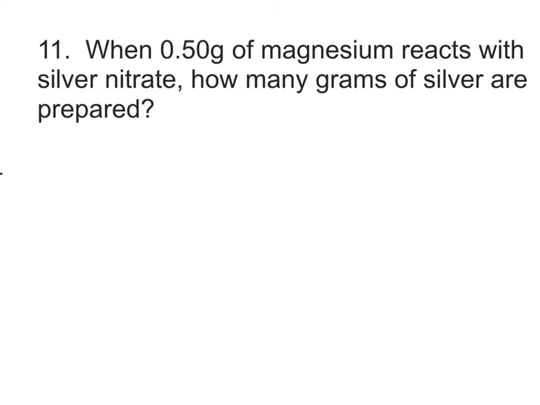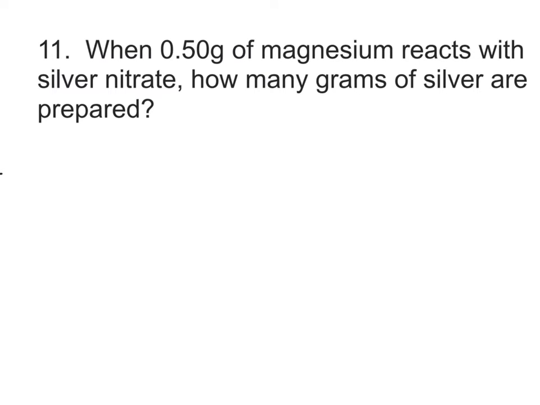And two, not only do they not give you the formula, they don't even give you the complete list of reactants and products. So you're going to have to do a lot here. So let's go through it. I'm going to underline some things that I think are important. So I'll read it out. When half a gram of magnesium reacts with silver nitrate, how many grams of silver are prepared?